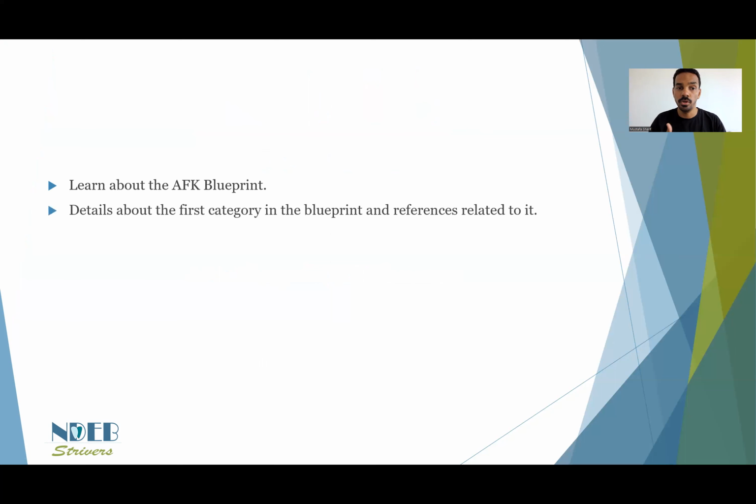The objectives for the video are to learn about the AFK blueprint. We will also learn a little bit more detail about the first category in the blueprint and the references that are related to that first category. And finally, we will have a quick example of how to study for the AFK and how to use the references in a smart way.